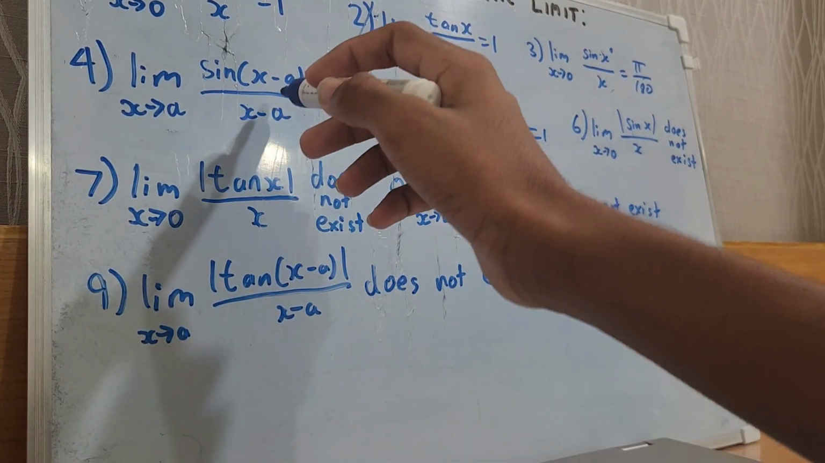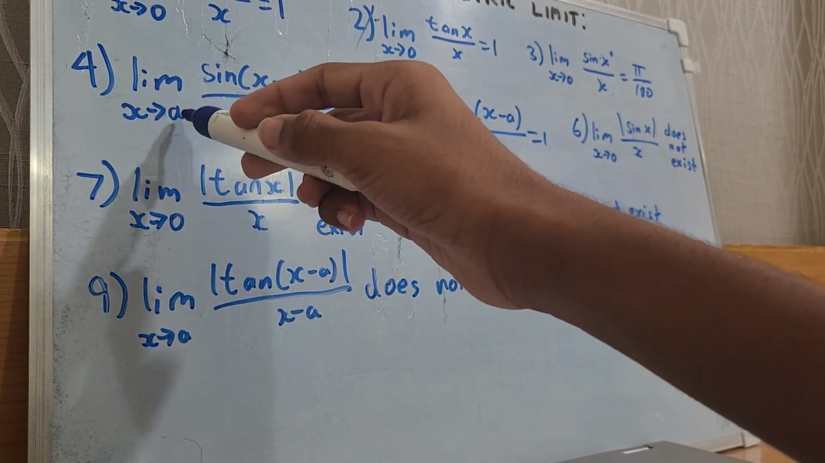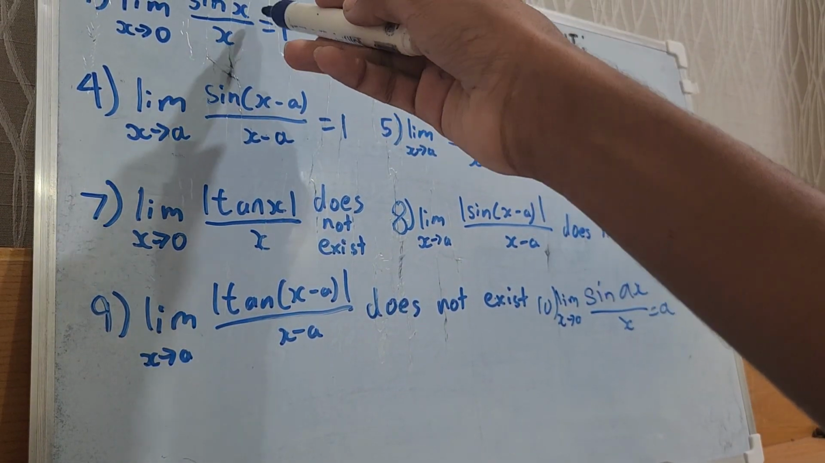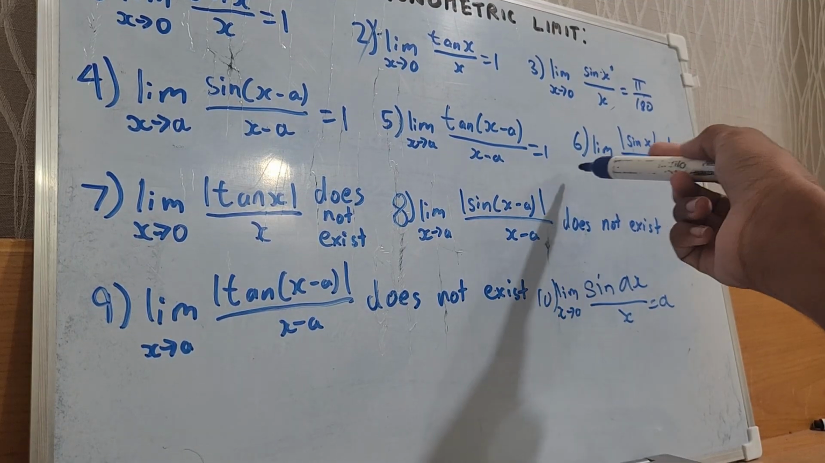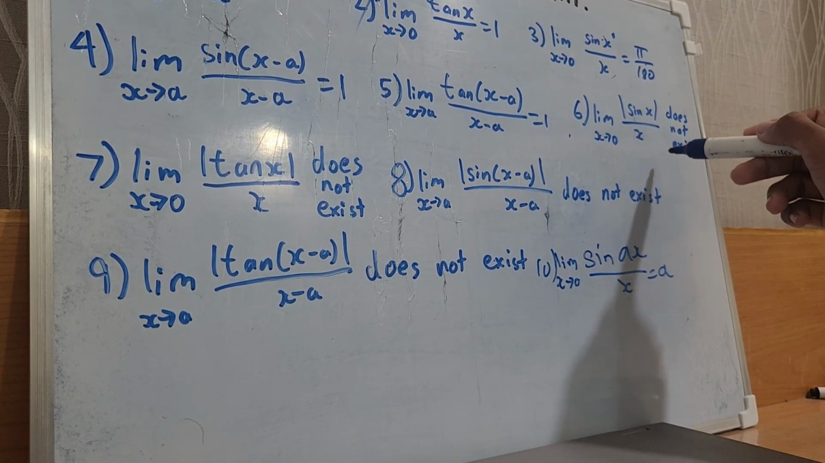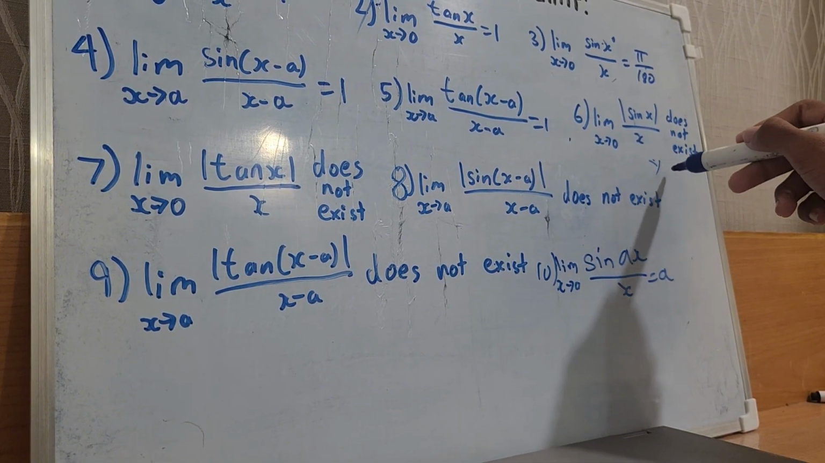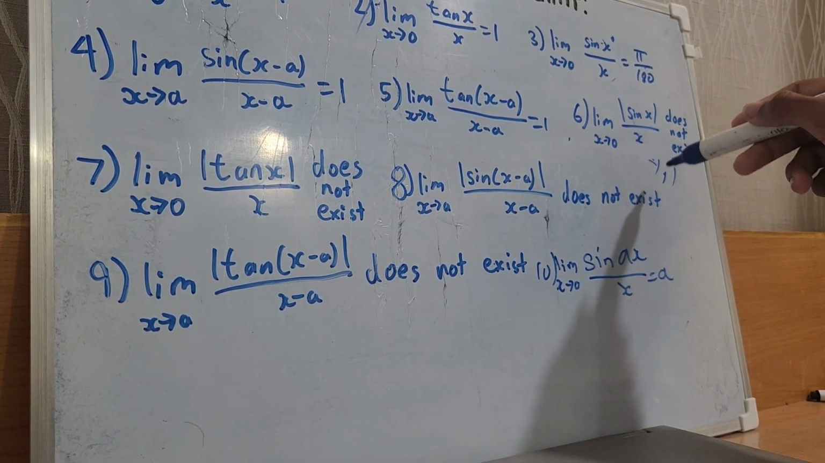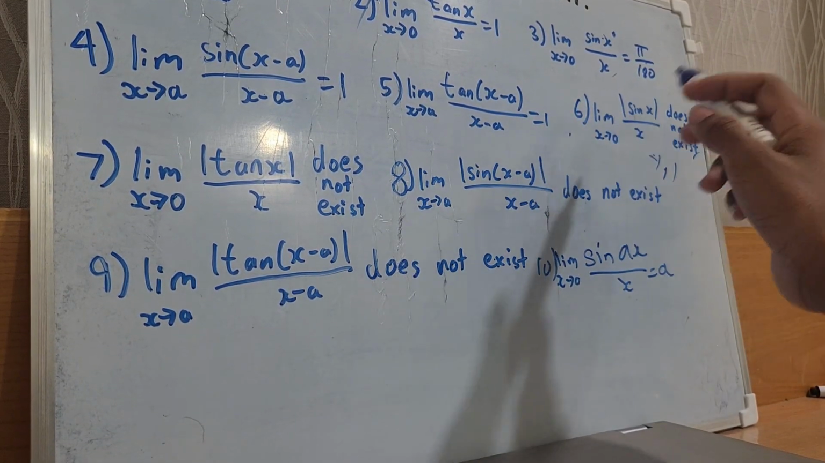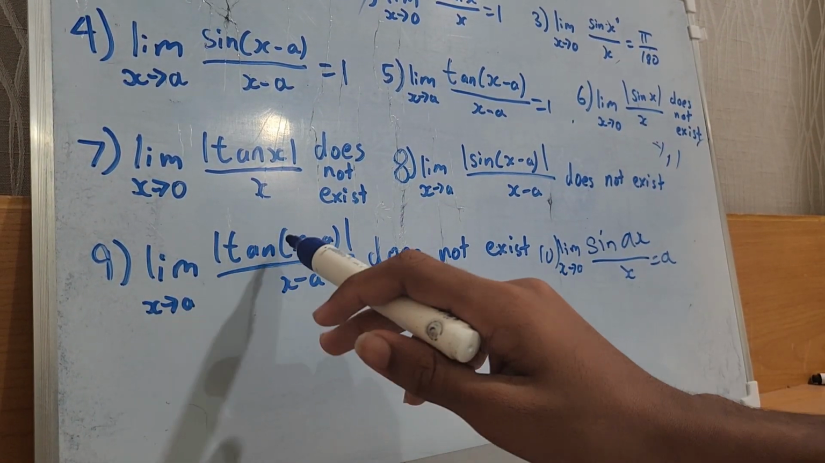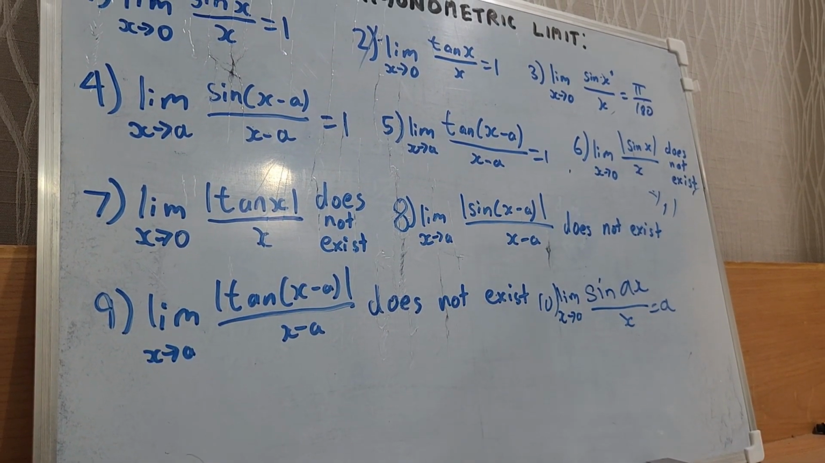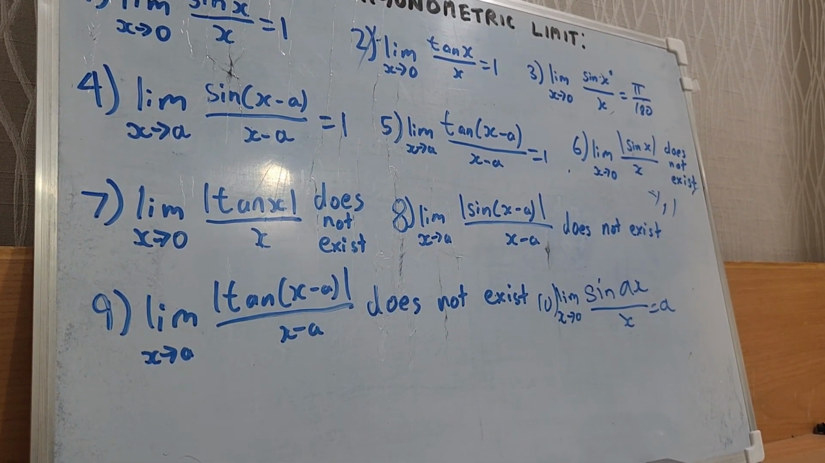Now this one is the same, just put x tends to a, transpose it, x minus a tends to 0. In place of x, there's x minus a. Then you'll get LHL as -1 and RHL as 1. So LHL is not equal to RHL, so the limit does not exist. Same for all of these. Just study these formulas, and now we'll move on to some questions.